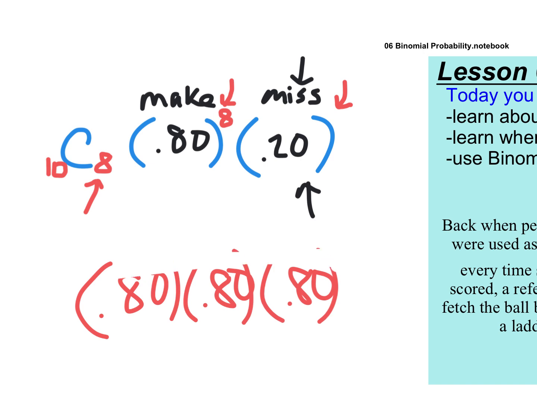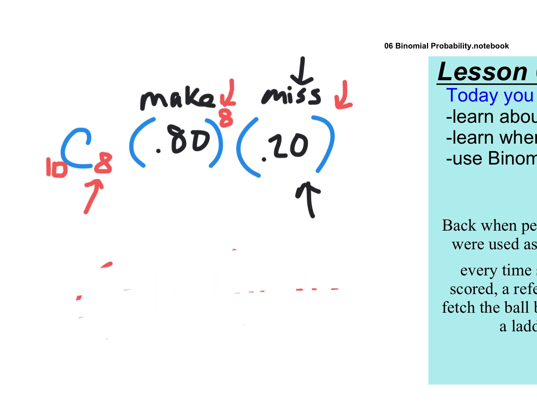And then the last piece, I bet you can figure out. What do you think the last thing is? There is a 2. Where? On the miss. See, they're going to have 8 makes and 2 misses. So that's 8 0.8s and 2 0.2s.